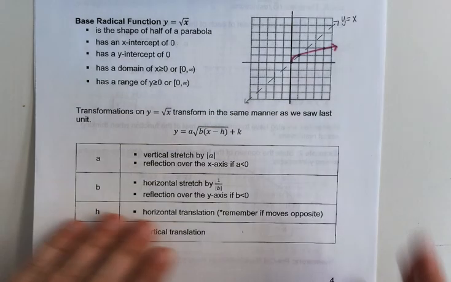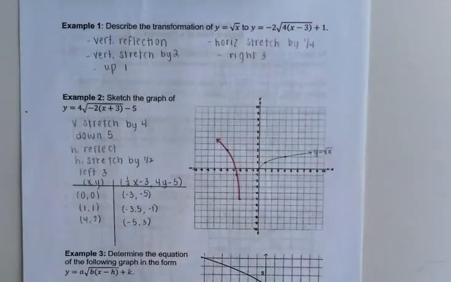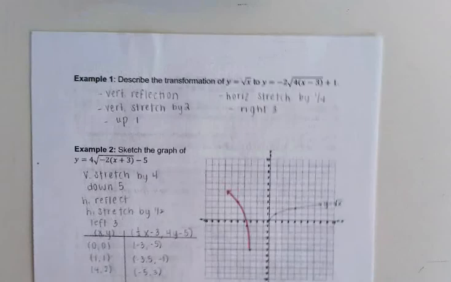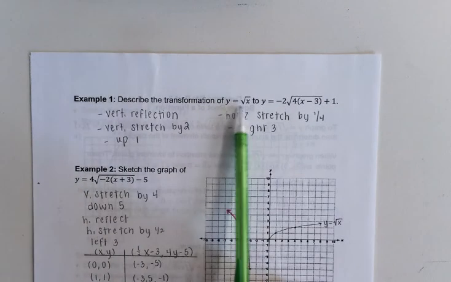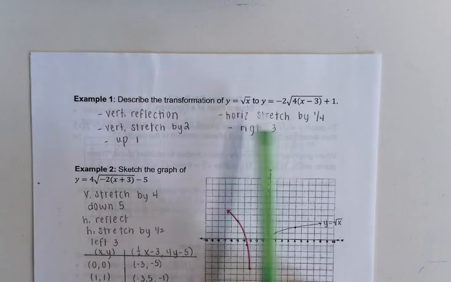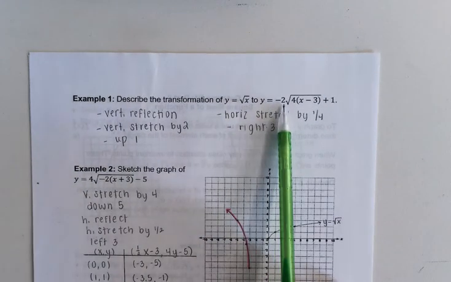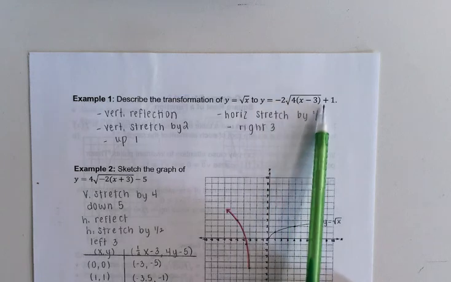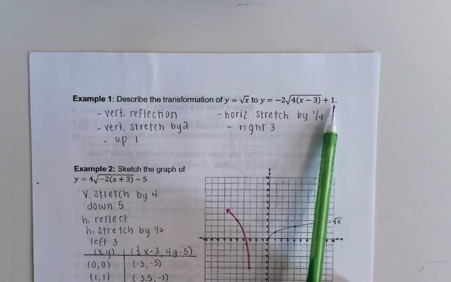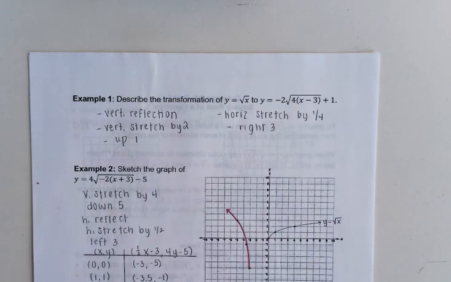So if we look at an example on page 5, describe the transformation of y equals the square root of x to y equals -2 times the square root of 4 times x minus 3, plus 1. So again, I start by looking at the vertical stretches, reflections, and shifts.